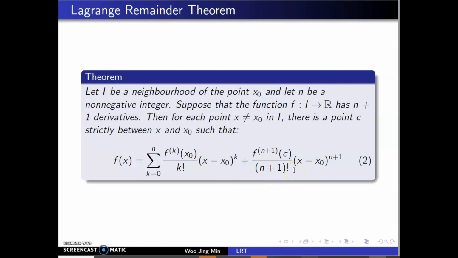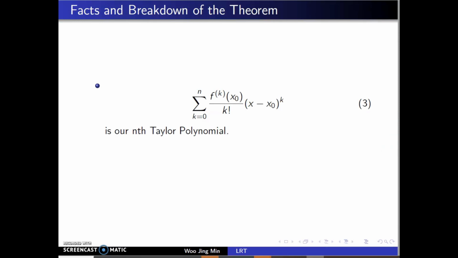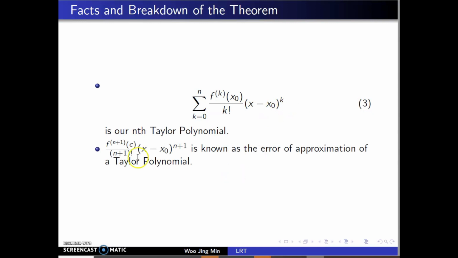So, what does this all mean? Well, f of x can clearly be split into two parts. Allow me to show you. The first part is the nth Taylor polynomial, which we talked about earlier. And then there's also, in this case, the error, which is of this form. It is called the error of approximation of a Taylor polynomial, also called the Lagrange error.